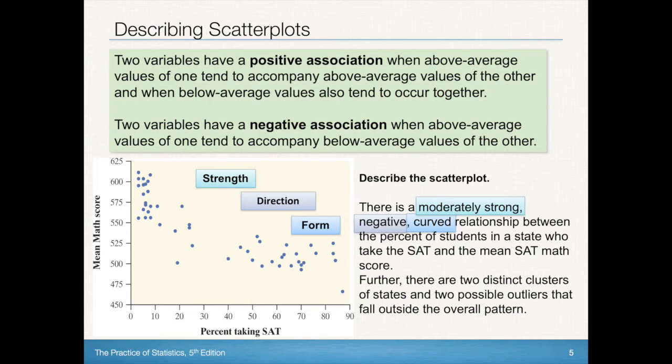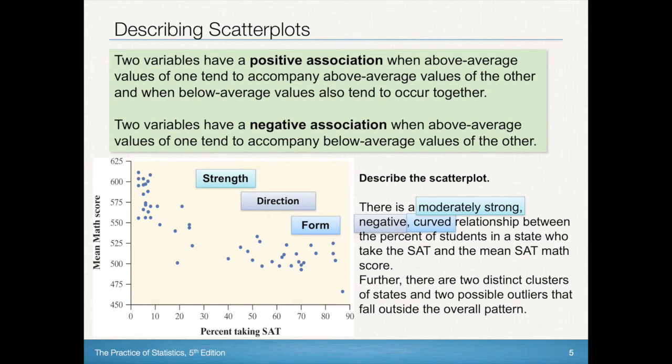So this sentence here of there is a moderately strong negative curved relationship between the percent of students in a state who take the SAT and the mean SAT math score, that right there is the complete version of FODS outside of the outliers discussion. And so unlike SOX, where we listed things off into 4 points and we just made sure we hit all 4 points, a singular sentence can essentially take care of all the description.